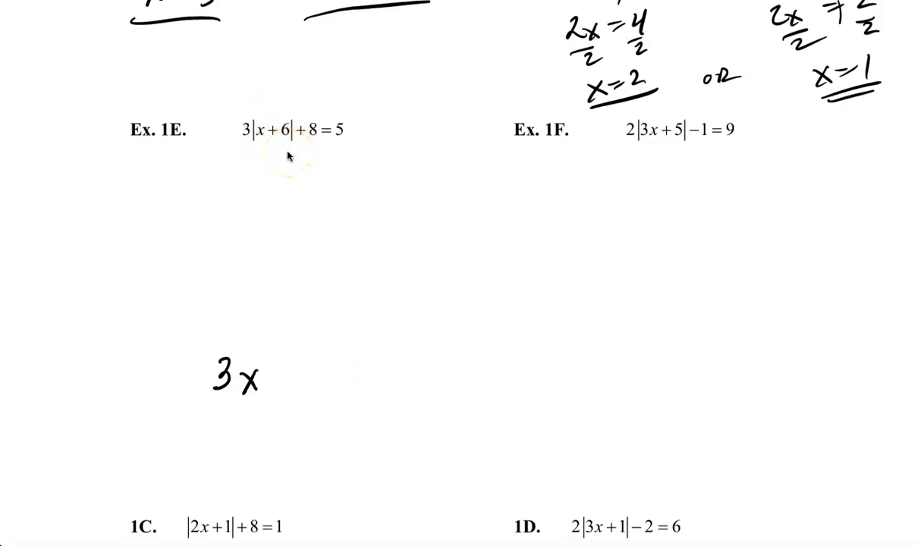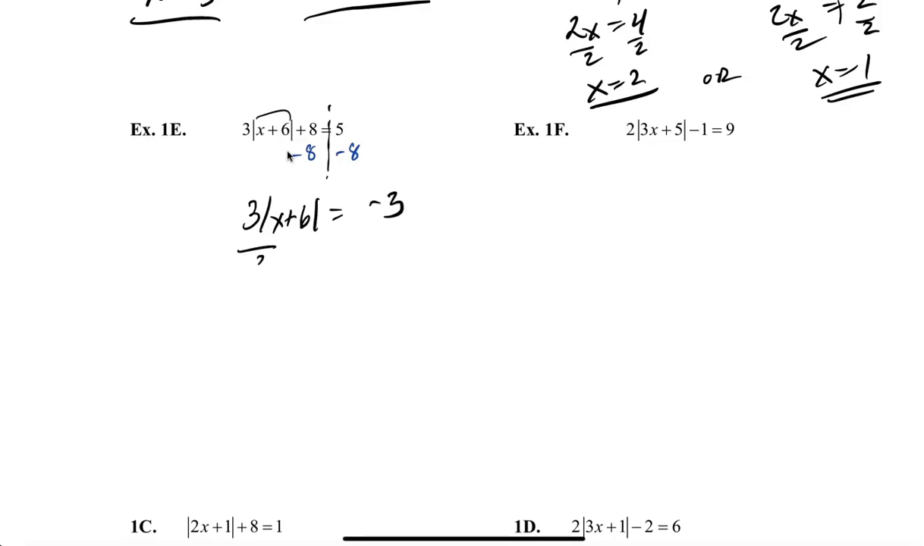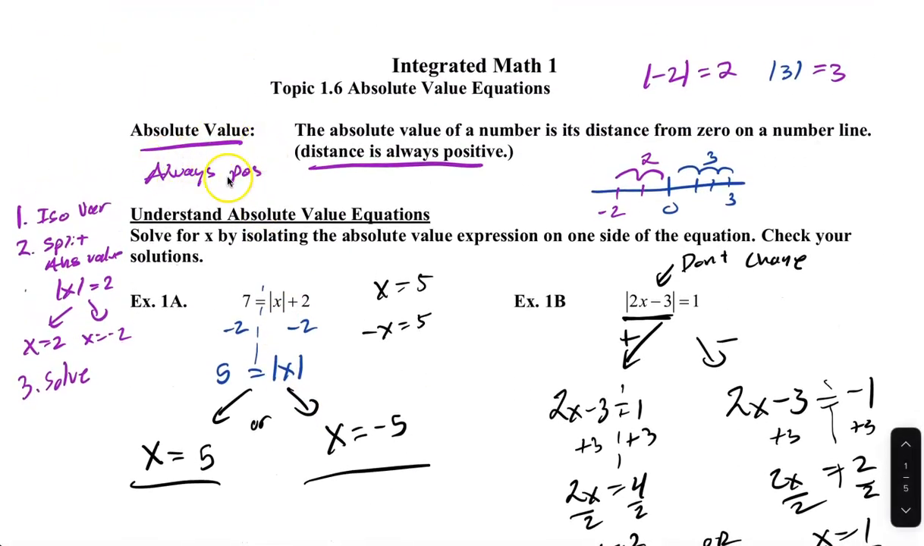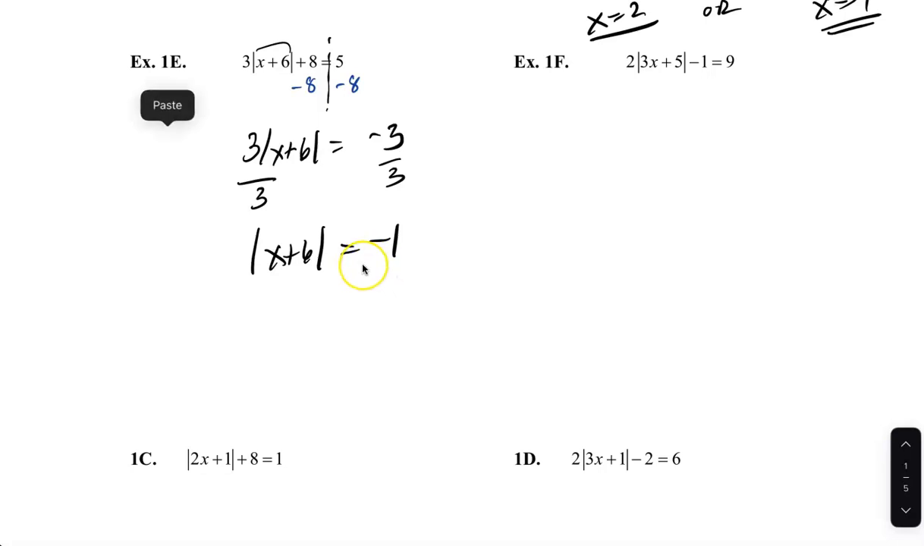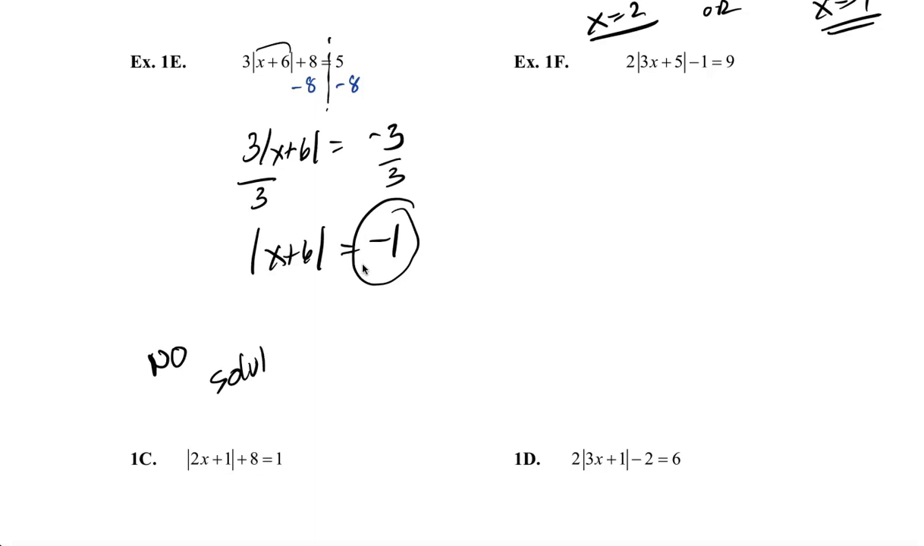So let's get rid of that. Same concept. Let's get the absolute value by itself. So we're going to subtract 8. Absolute value of 3x plus 6 is equal to negative 3. And then we're going to divide by 3. Maybe you might see what's already happening. I have a negative 1. Remember what we talked about? Absolute value is always positive. You can't equal a negative number. This is no solution. Can't be negative.